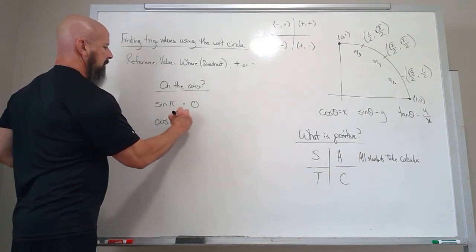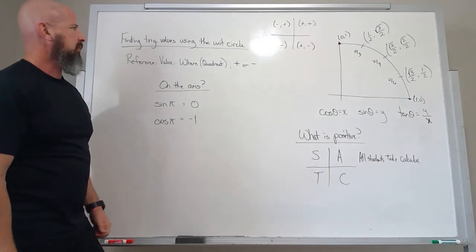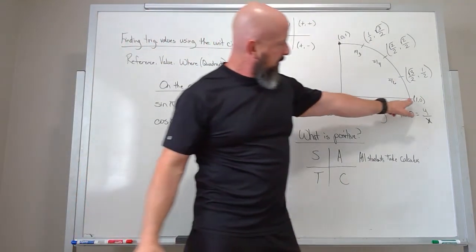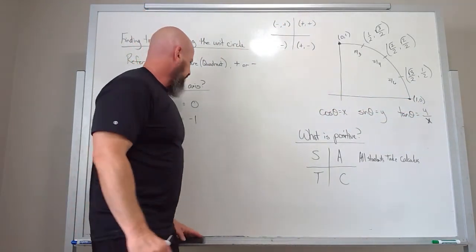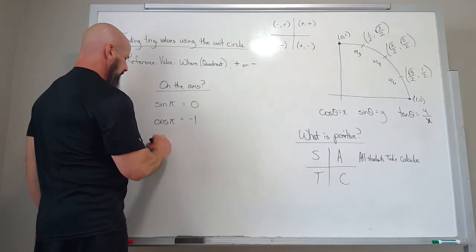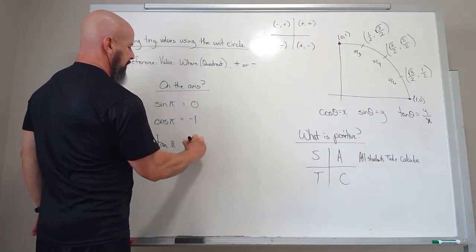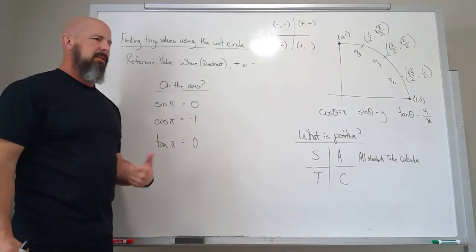Cosine of pi, well, that would be -1. On our unit circle, that would be -1, 0. So just like this is 1, 0, here would be -1, 0. The x value is -1. Tangent of pi: the y value over the x value is 0. It's really 0 over -1, which is 0.